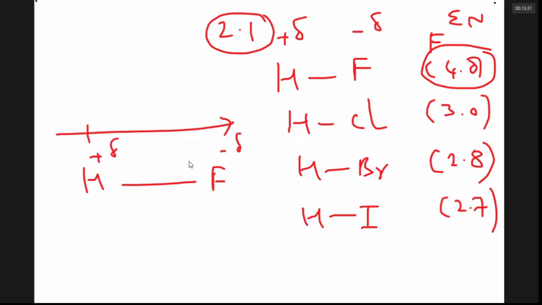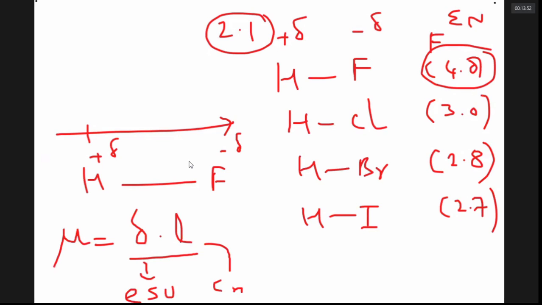In this polar covalent bond, the amount of charge separated multiplied by the bond length is called the dipole moment or bond moment. Units of charge are electrostatic units. Units of length were centimeters in the old scale. So ESU cm is the unit of dipole moment.